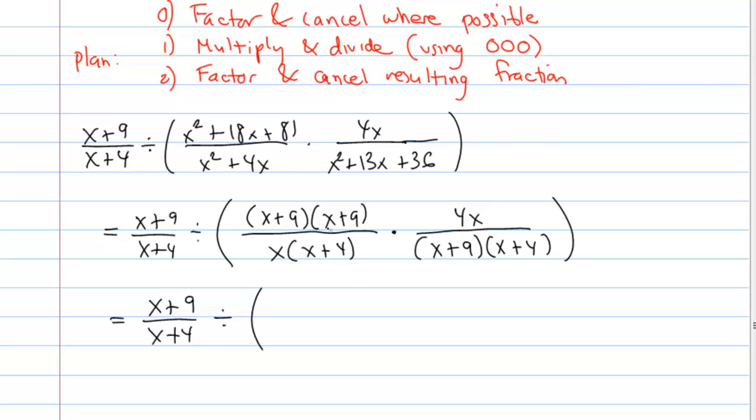So let's continue on. We're going to have an x plus 9 divided by an x plus 4, divided by, now to multiply expressions, we multiply across the top. So we're going to have a 4x times an x plus 9 times an x plus 9. Along the bottom, we're going to have an x times an x plus 4 times an x plus 4 times an x plus 9. So it's an x times an x plus 4 squared times an x plus 9.